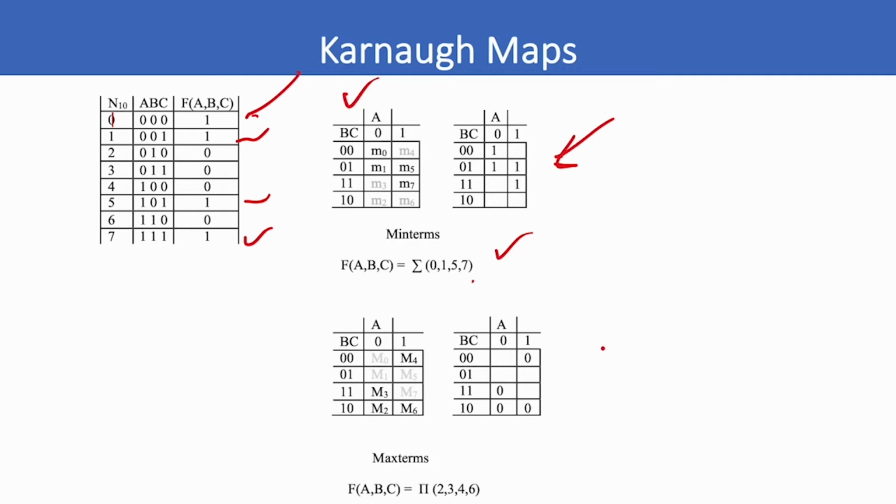If you look at the max terms, it's the same thing. We're mapping the zeros of the function. There's 1, 2, 3, 4 zeros. And that's how they map into this Karnaugh map. Okay? All the zeros are mapped.